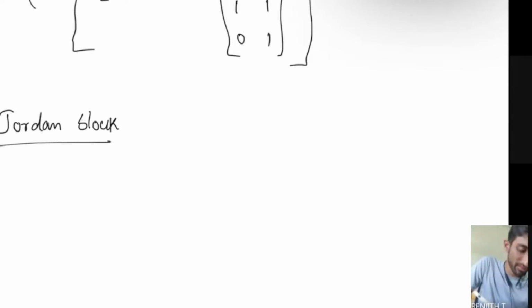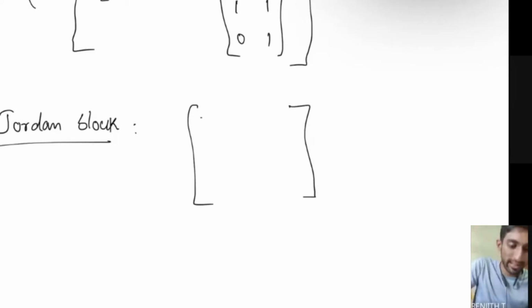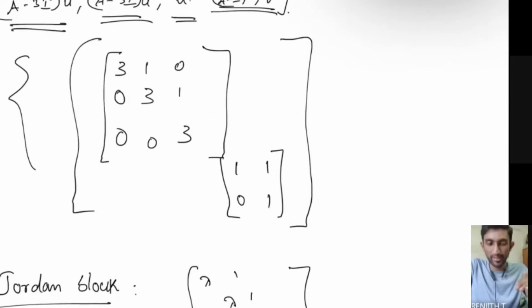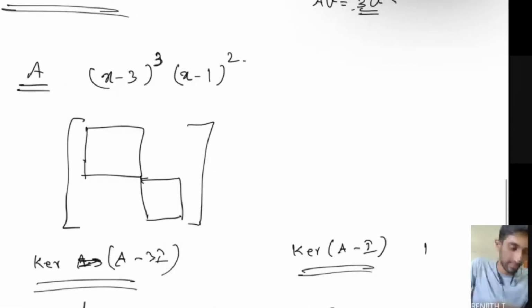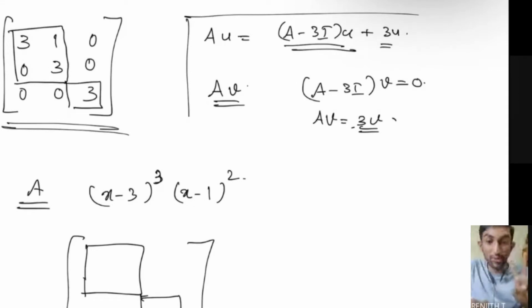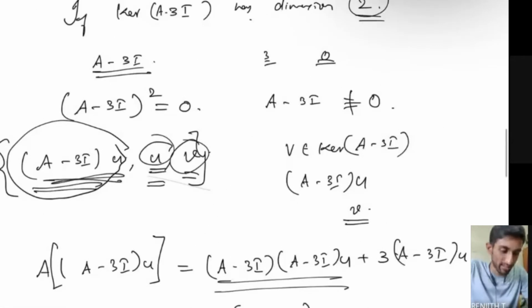I will just say Jordan block. A Jordan block means a k by k matrix with a single eigenvalue repeated k times on the diagonal and 1 in the superdiagonal, the diagonal just above. It must be 1. Here there are two Jordan blocks: this one is one Jordan block and this is another. So in this case, there are two Jordan blocks. These terms are very important because in the NET questions, they ask for the number of Jordan blocks, like that.